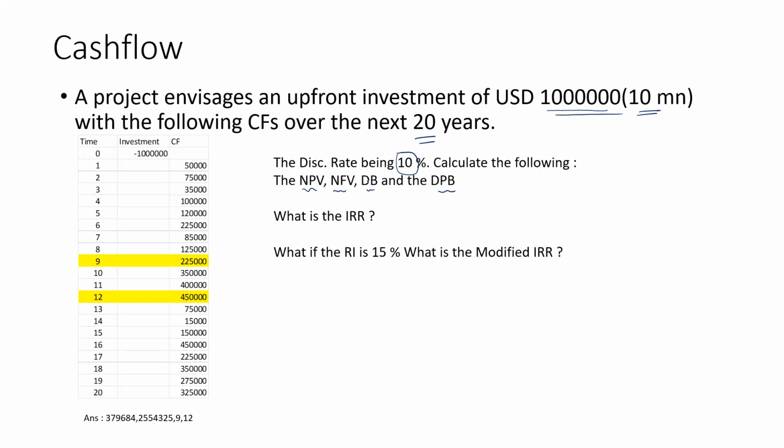What is PB and DPB? PB happens to be the payback period, and DPB happens to be the discounted payback period. We'll return to that. It is also asking about something called IRR, and then something called RI, etc. Now before that, I want all of you to tell me, do you understand the meaning of NPV?